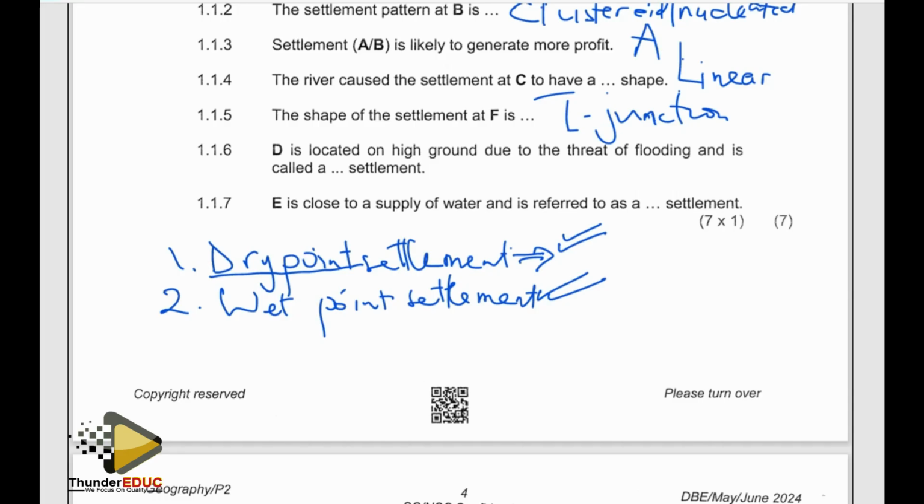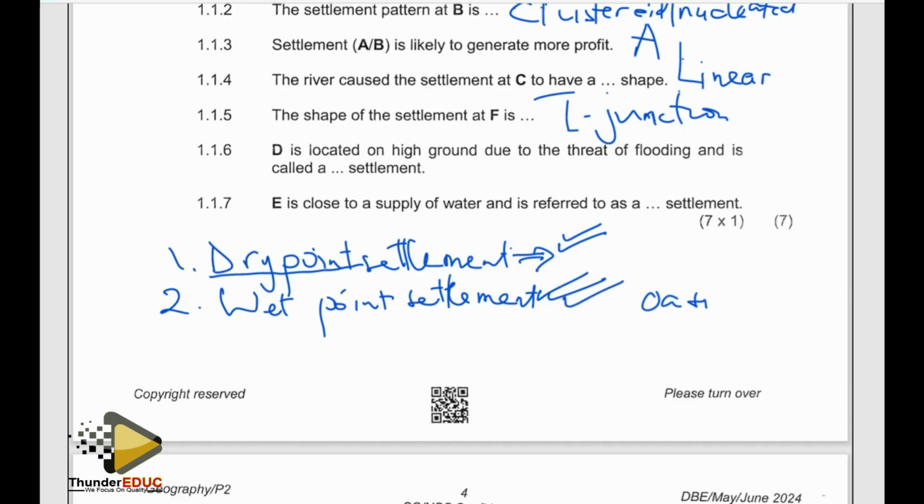It does not make sense for a settlement to be established maybe 5 kilometers away from the water source, so that you can travel every day to go and get water 5 kilometers to and from. That doesn't make sense. We have to locate as close as is possible to the source of water, because in that region, water is a scarce resource. Therefore, we need to locate as close as is possible to the water source so that we are able to access it. So that becomes a wet point settlement.